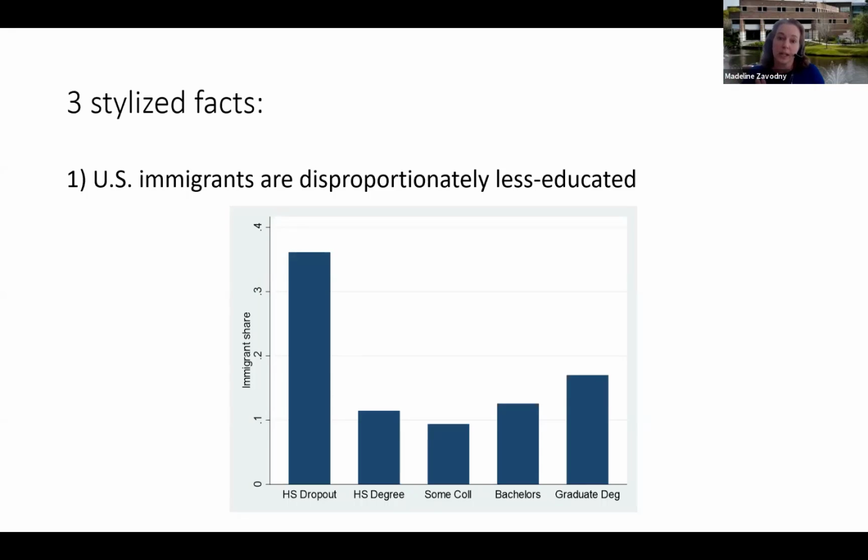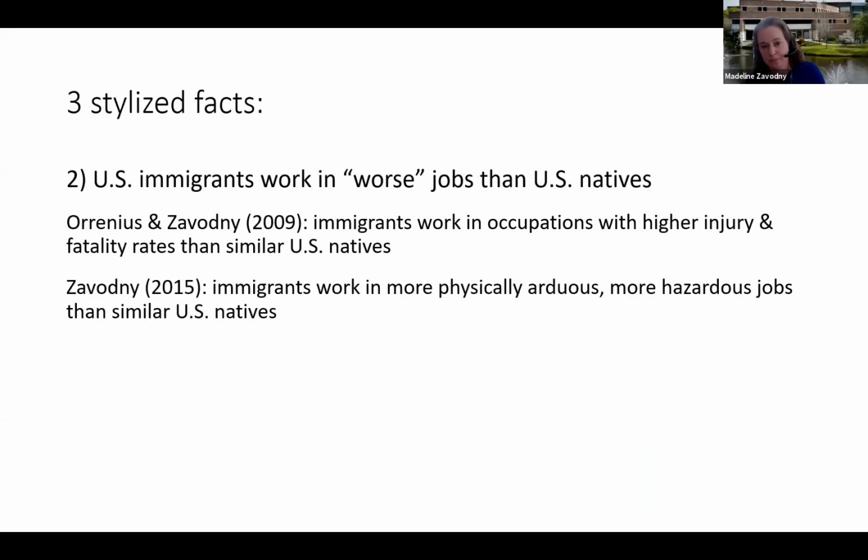Part of this was due to an inflow of immigrants into the United States, and part of the increase during this period was due to US natives aging out and leaving the labor force into retirement in these relatively low education groups. The second stylized fact is that in the United States, immigrants tend to work in worse jobs than US natives.